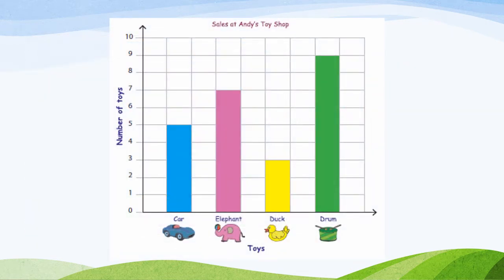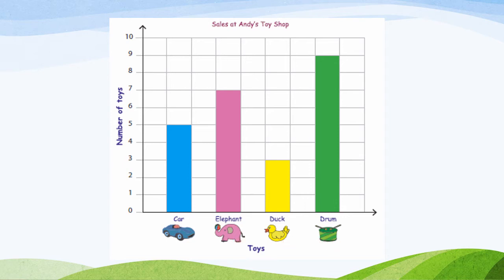So this is a graph like the one that you took last term. Okay? So what is this graph talking about? It's talking about a shop which has toys and it's selling some toys. These are the toys that the shop is selling: cars, elephant, duck, and drum.